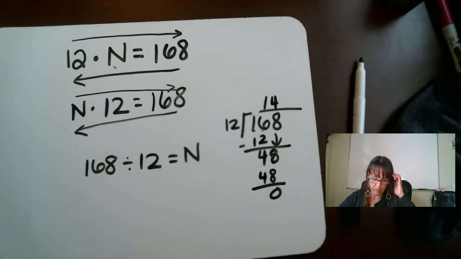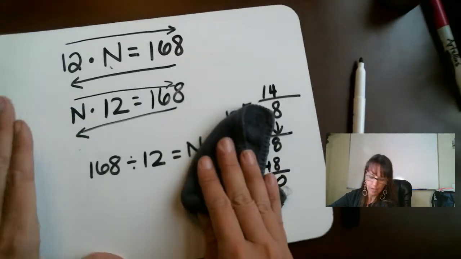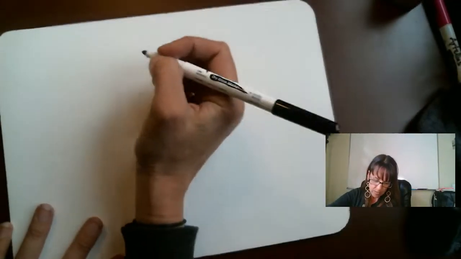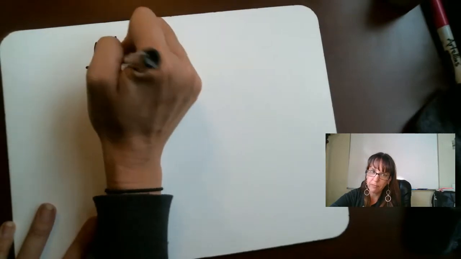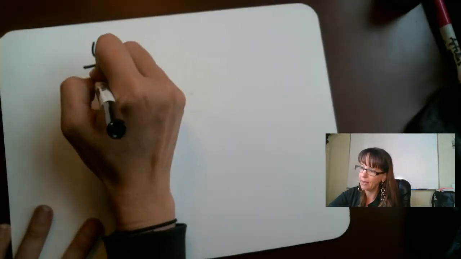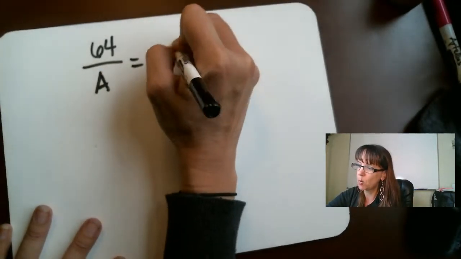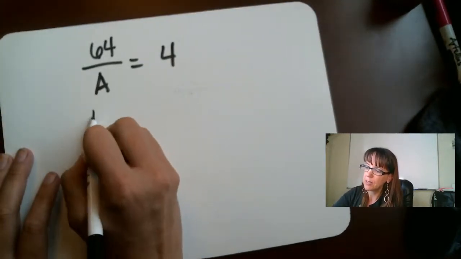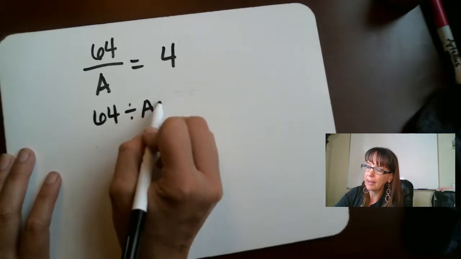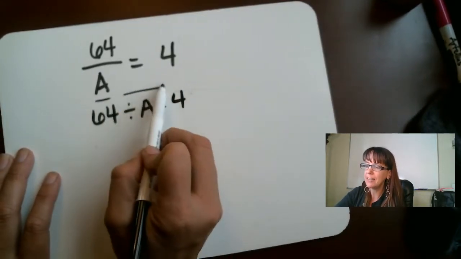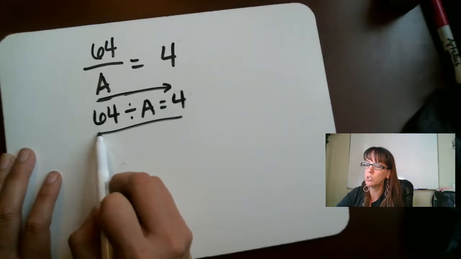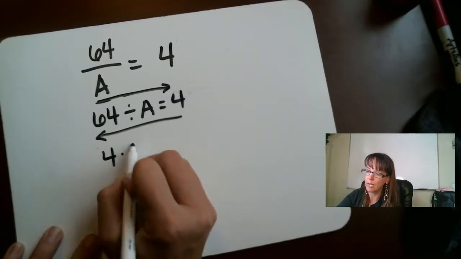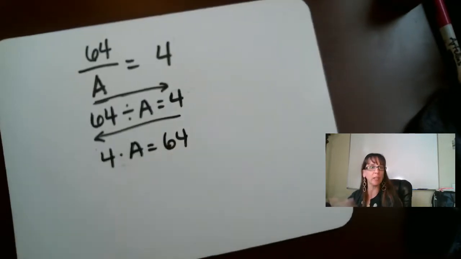Let's try one more of these guys. If you turn the page on 18, we've got another example here. We have 64 divided by a equals 4. All right, so I'm going to rewrite this so that you can kind of see it. 64 divided by a equals 4. If we divide in this direction, we can multiply in this direction, okay? Well, if we multiply in that direction, we get 4 times a equals 64. That doesn't really help us, does it?